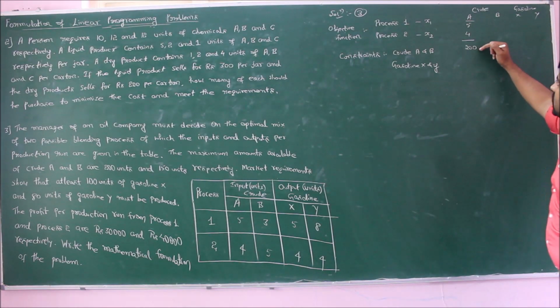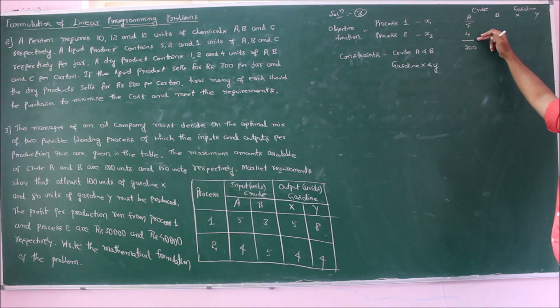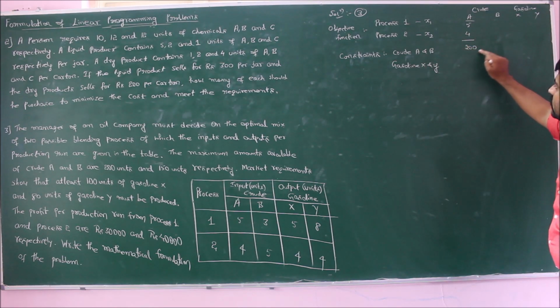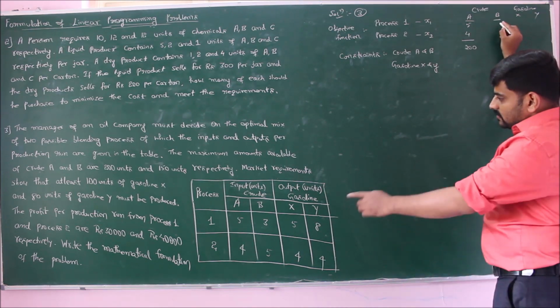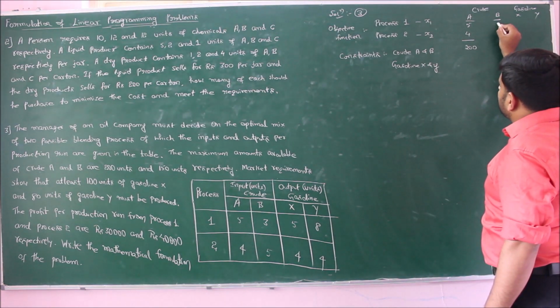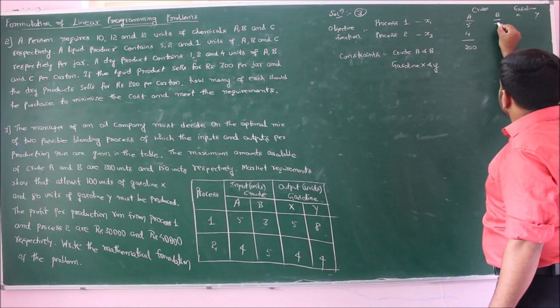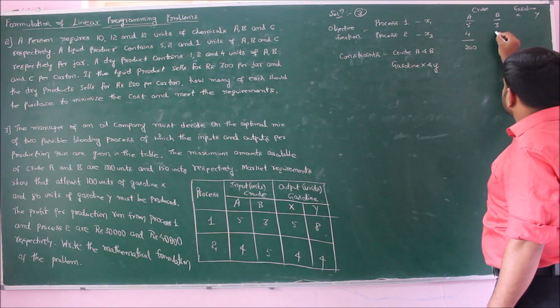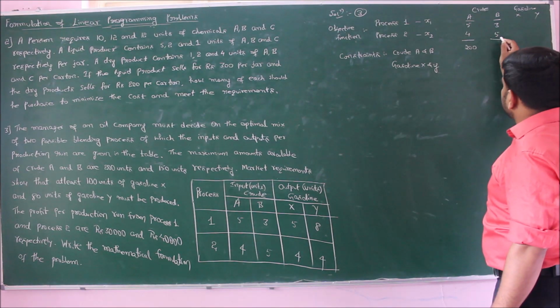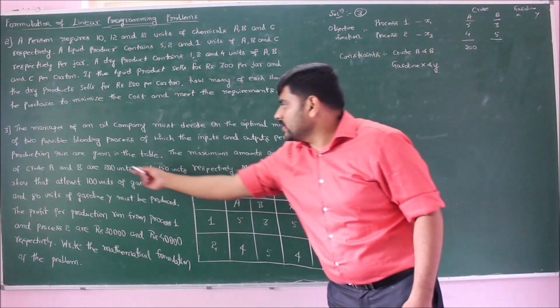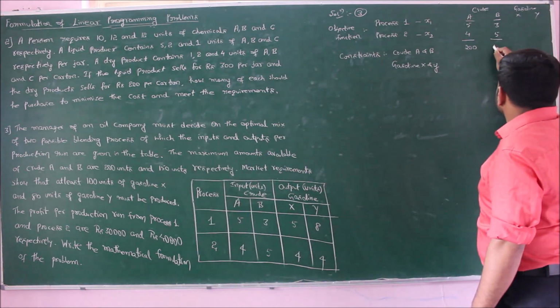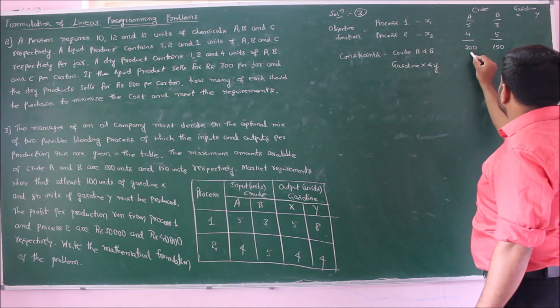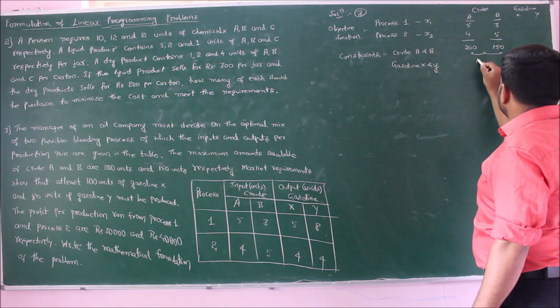In these 200 units, he should distribute between process 1 and process 2. Whereas process 1 requires 5 units of crude A and process 2 requires 4 units of crude A. He has only 200 units of crude A with him. Whereas coming for crude B, process 1 requires 3 units of crude B and process 2 requires 5 units of crude B, but he has only 150 units of crude B with him. The limitation is 150. So this is the maximum availability.